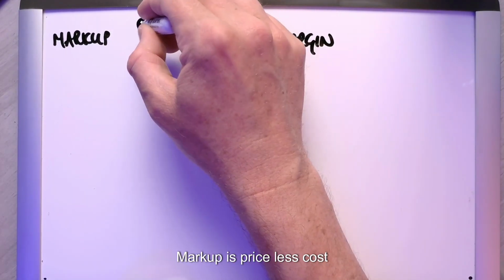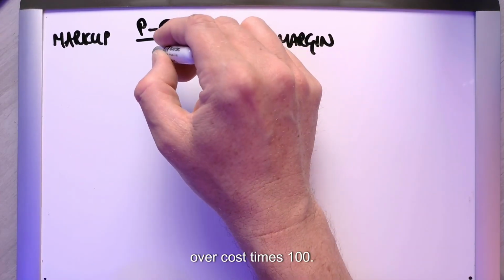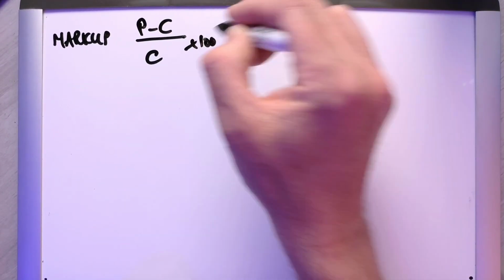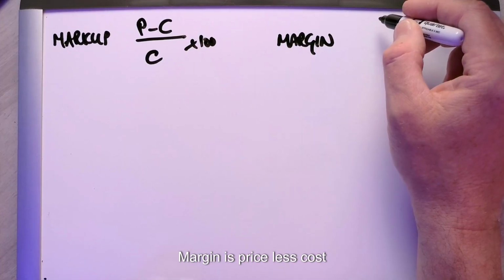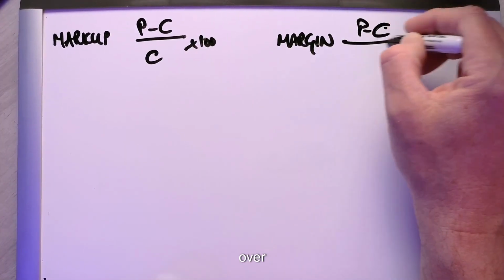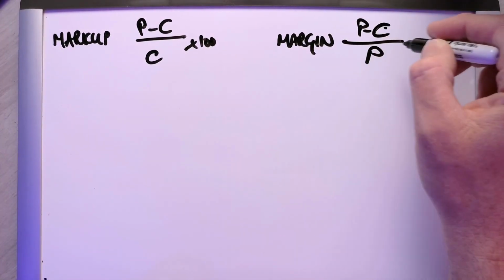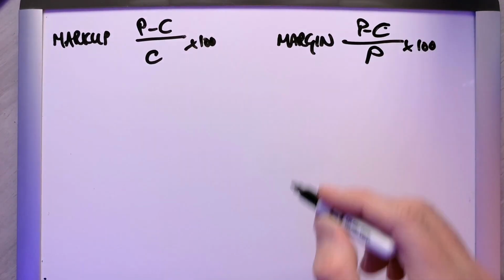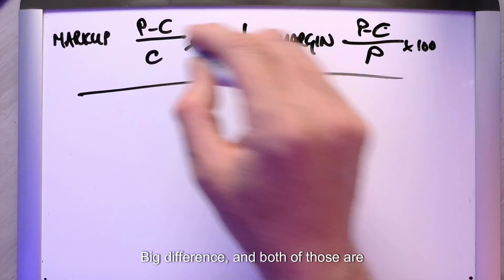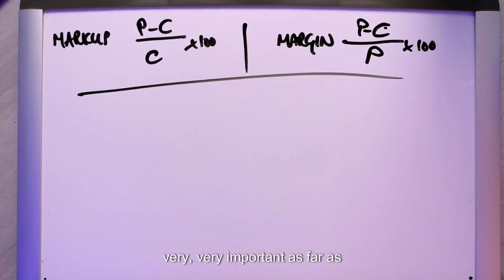Markup is price less cost over cost times 100. Margin is price less cost over price times 100. Big difference, and both of those are very, very important as far as analysis tools go.